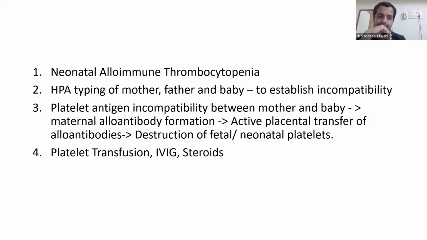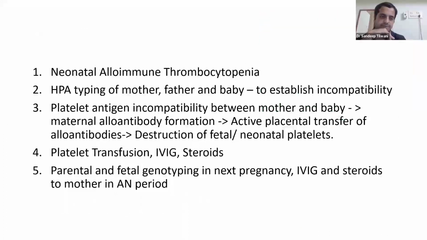So how do you manage this case? There's no definitive treatment, but if there is severe risk of intracranial bleed, maybe we can go for platelet transfusion with a target of maintaining the platelet levels above 50,000. IVIG and steroids can be used. And how do you counsel the parents for subsequent pregnancies?